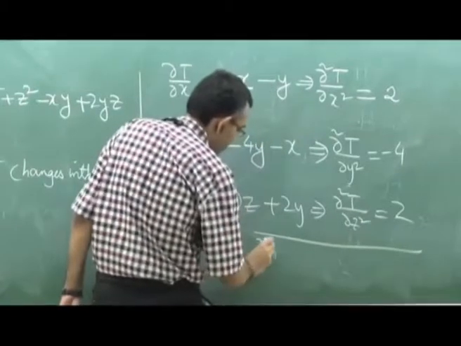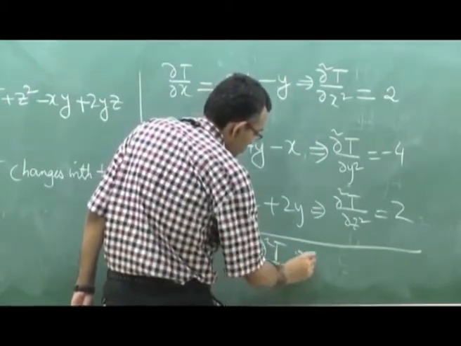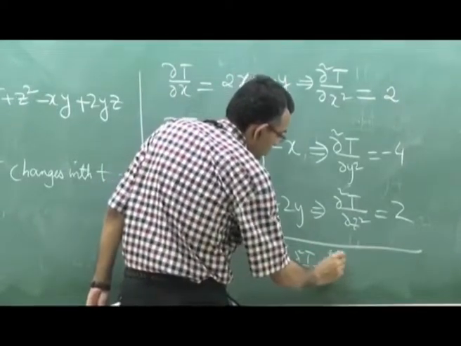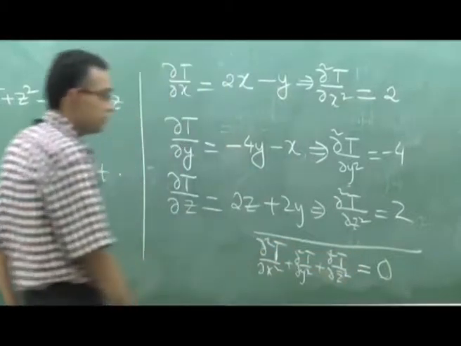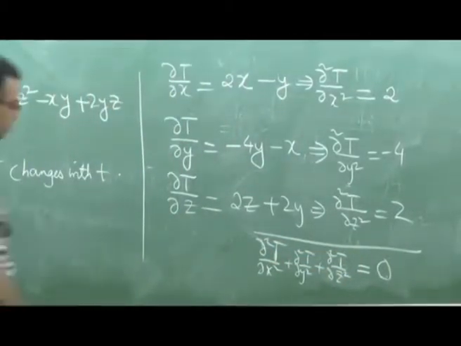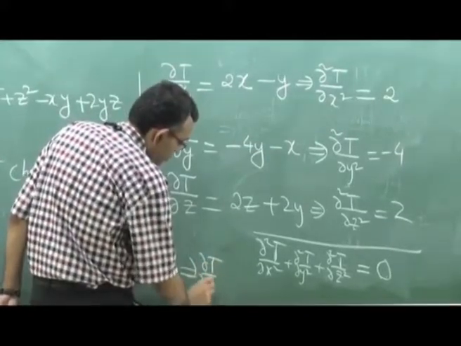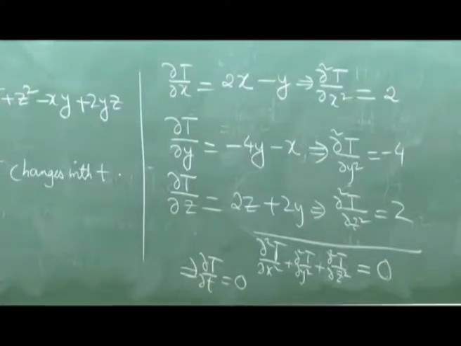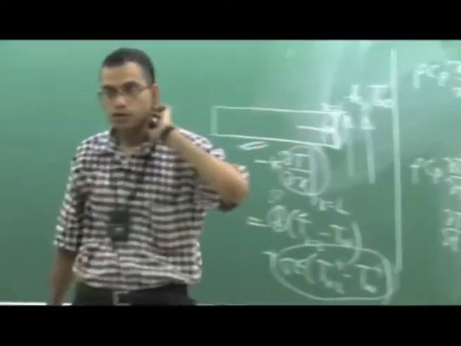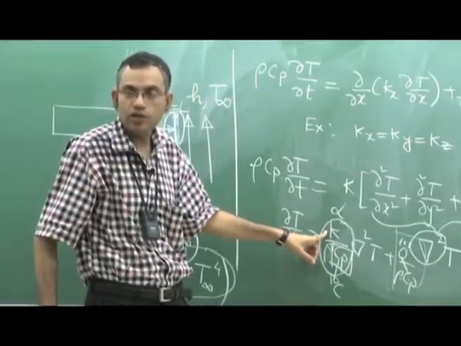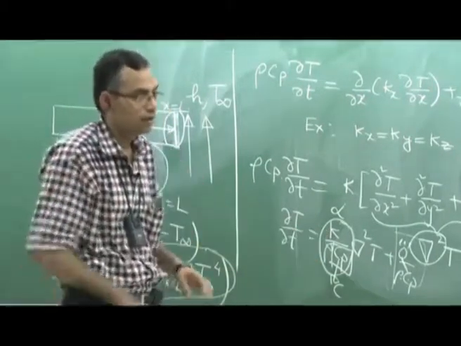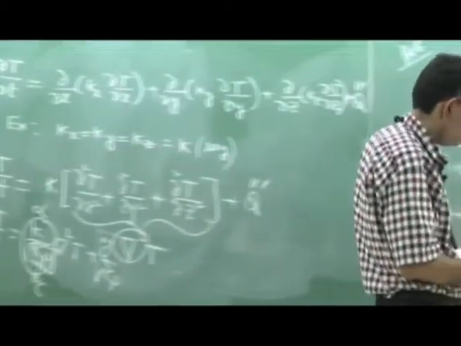So if you add, right, that means you must have. So what is the answer? There is no region where temperature changes with time, right. What are the assumptions that we have made for solving this problem? No heat generation, constant thermal conductivity. These two are the major assumptions that we have taken. Next problem.